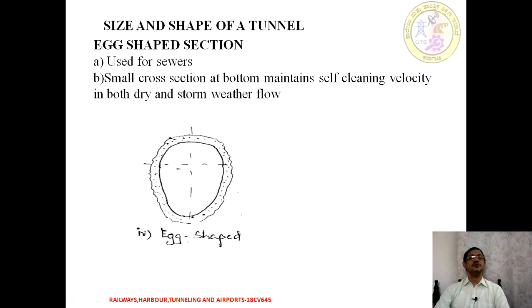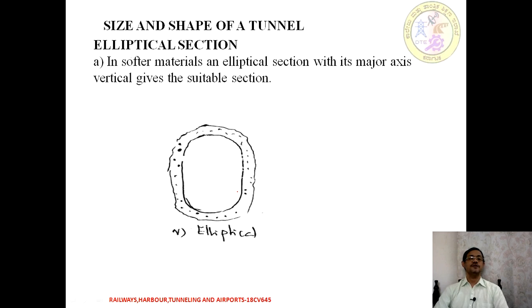Next is the egg shape, as it resembles an egg. It is used for sewer transport. It has a smaller cross section at the bottom, as it maintains self cleansing velocity with respect to both dry and storm weather flow. Hence it is the best geometry of a tunnel from the sewers point of view.